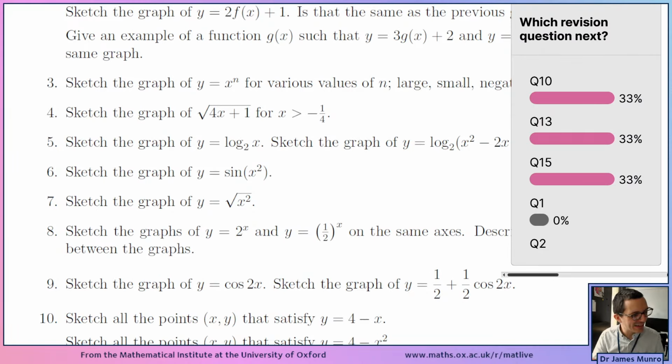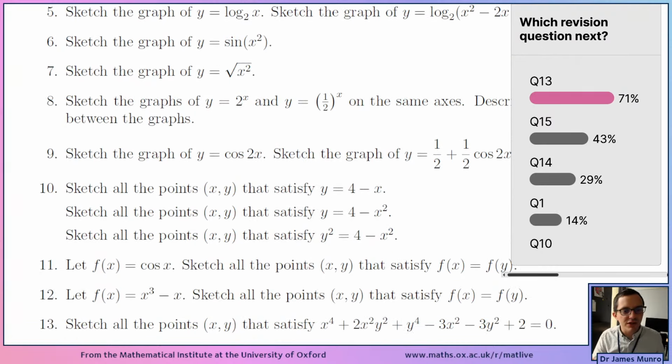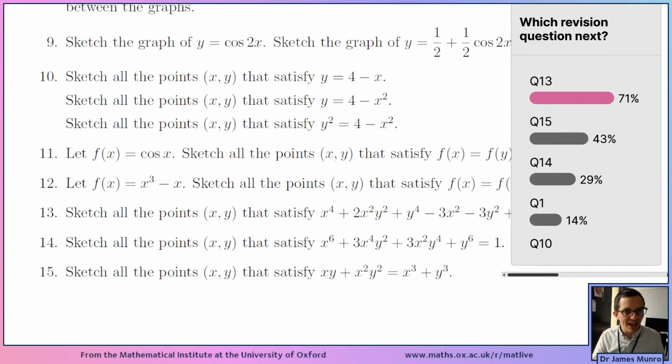How far down do I go before chat would like me to take over? A little bit of question 1 in there, which is interesting, and a bit of 10, 14, 13, 15. Okay, let's have a look down here. Yeah, so 10 wants to sketch various things, and I think the punchline for 10 is that it switches from being the graph of a function, y equals, to some sort of equation, y squared equals 4 minus x squared. Okay, we can have a look at that.